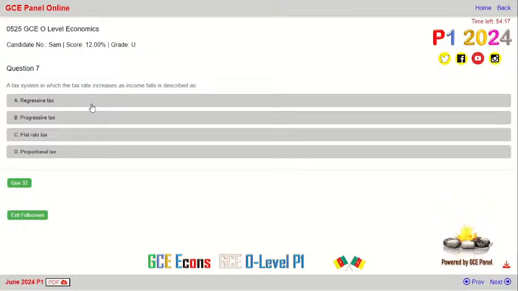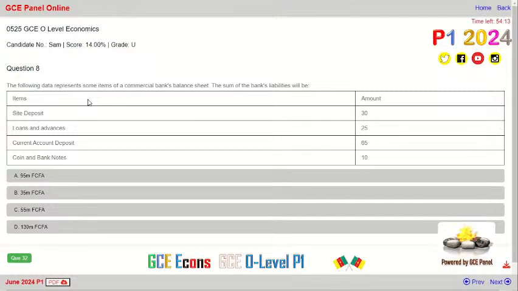So here we said the answer was regressive tax. So you can see that I am still a U grade. Once I reach 48%, I will move from U to D.